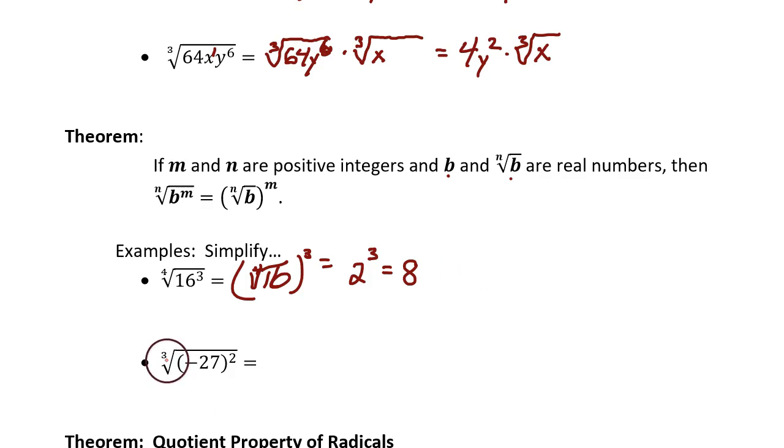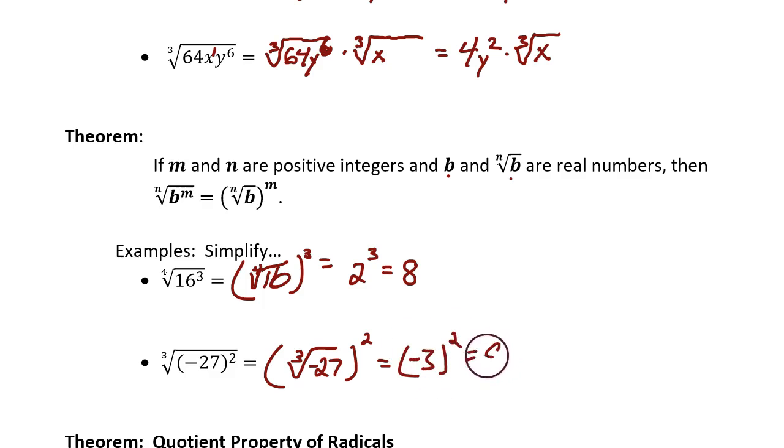Next example, to find the cube root of a number to the second power, we could find the cube root of the number and then raise that to the second power. The cube root of negative 27 is negative 3. And then when you raise that to the second power, you get the answer 9.